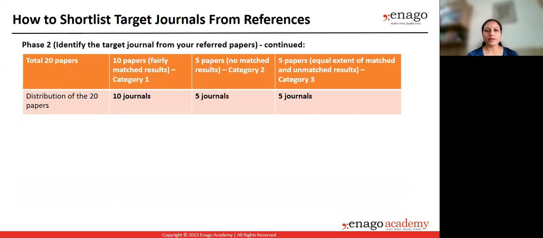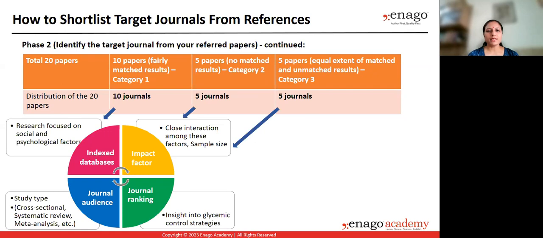We now move ahead to phase 2, where we want to filter down these 20 journals further. Among these 3 categories, each of the journals was assessed based on these focus areas, where we have seen the social and psychological factors being discussed in the papers in these journals. We have also looked into the sample size because it is an important factor which after all decides the weightage of the data that is obtained at the end of your study. We also look into the close interactions among these factors which were reported.